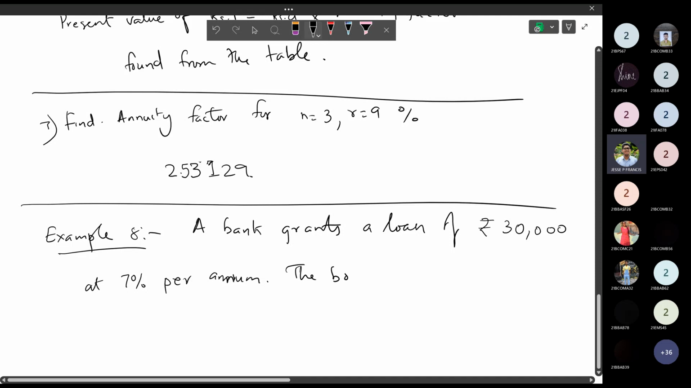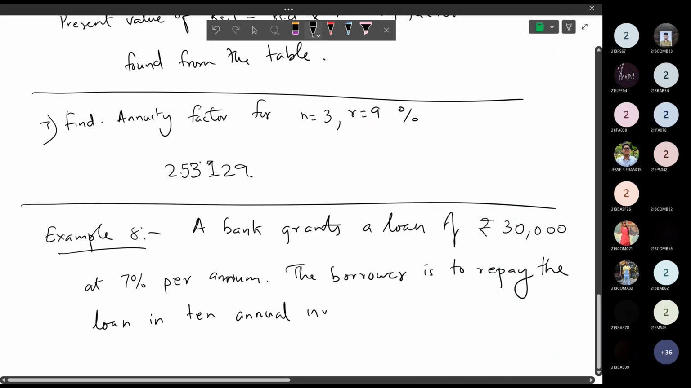The borrower is to repay the loan in 10 annual installments. How much must she pay each year?